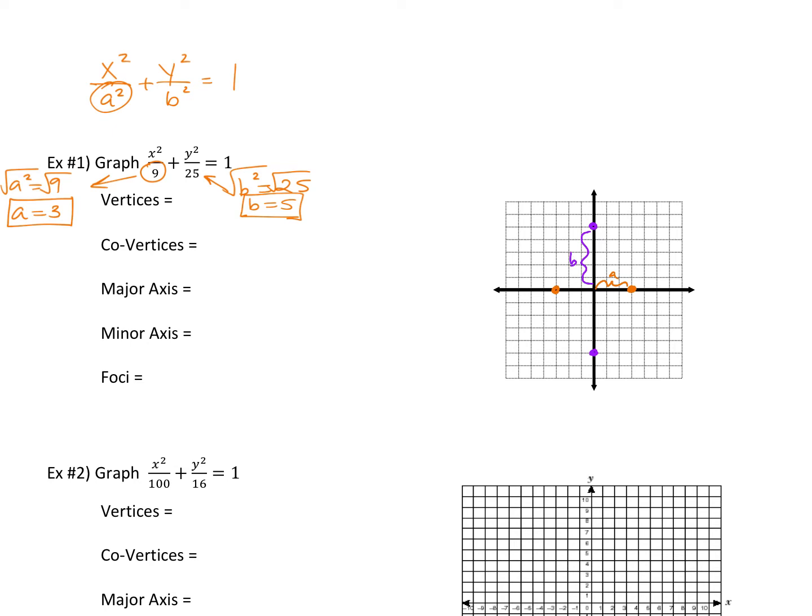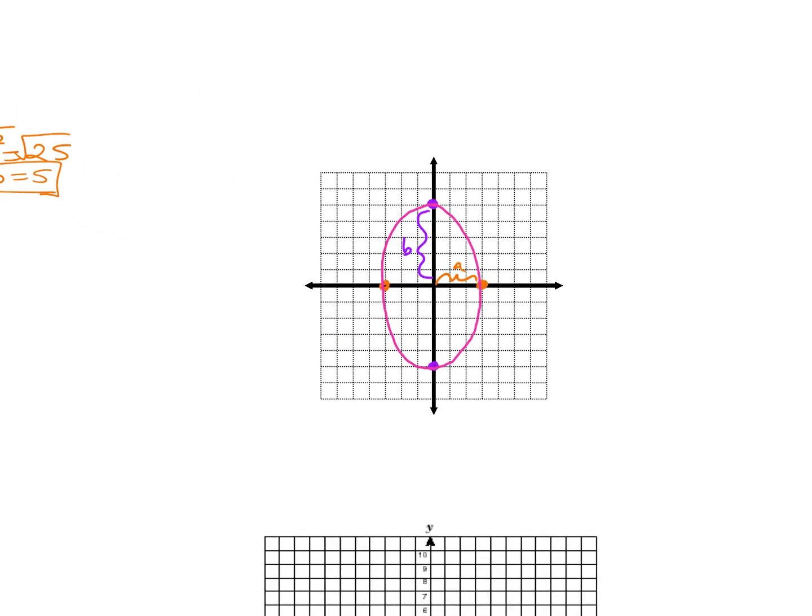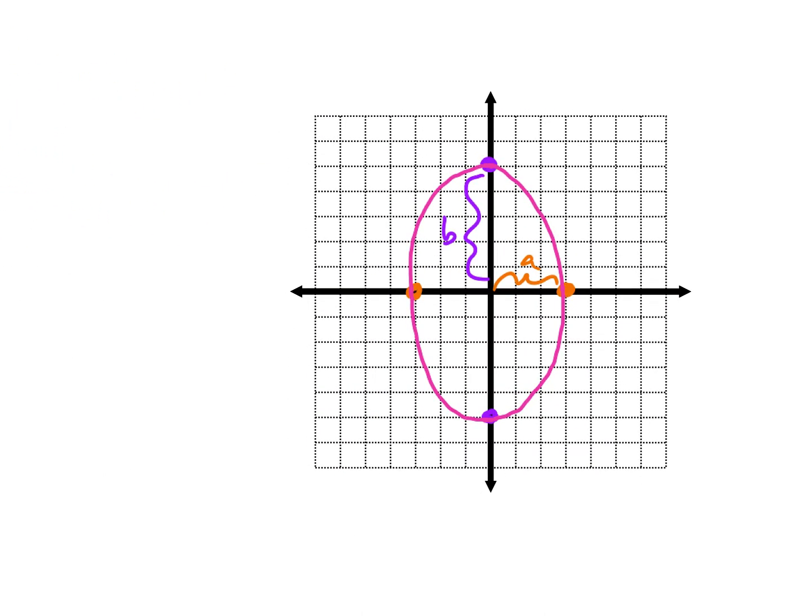Do you see your ellipse now? If you just freehand that in an oval shape, your ellipse should look like that. Can you tell me which of these 4 points, in mine it's purple and orange, are the vertices? Purple or orange? The purple. Remember, it's always the ones farthest from your center. So these are my vertices, right? These are my co-vertices.